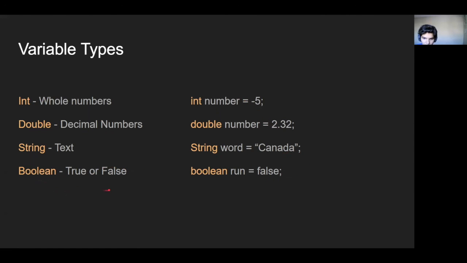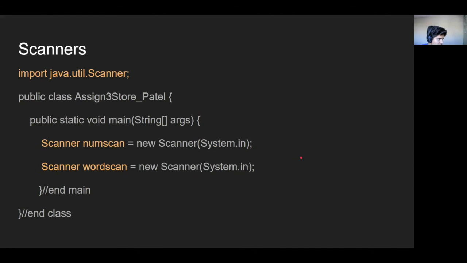Booleans are true or false statements, and typically these are used in while loops, as we're going to see after a while. What you'd set a Boolean to is either true or false. So boolean run equals false, or it could be equal to true, but that's it. Versus a string, double, or integer, which can be set to almost anything you want, whether it's a whole number, a decimal, or just a string of words.